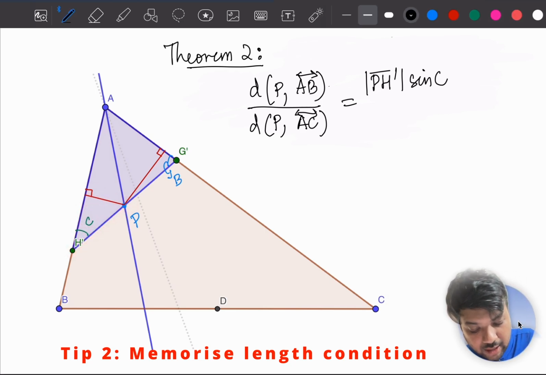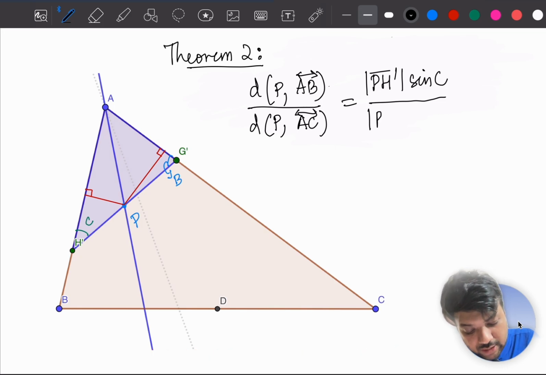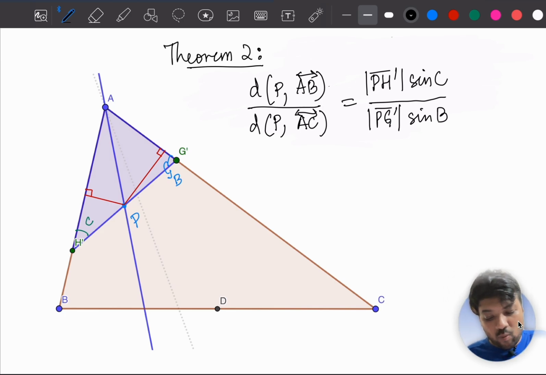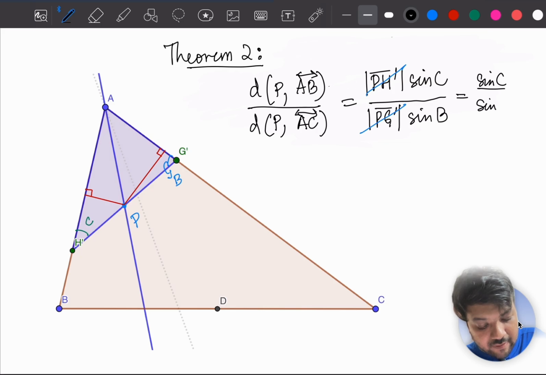Very similarly, you can write PG' by sine B, okay. And what is PH' and PG'? Notice that you can cancel PH' and PG' because we proved that P is the midpoint of G'H' in our earlier theorem, right? Theorem 1. So simply now we get a nice characterization that it is sine C by sine B. This is the trigonometric characterization itself that is useful.